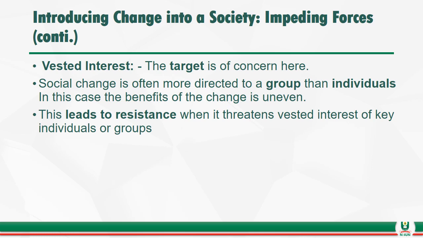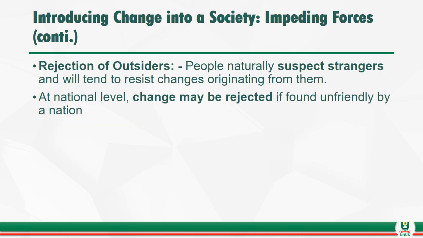Then another impeding factor is the level of resistance. Okay, when there is resistance from the people, from not wanting to accept the change because of the vested interest, it affects the level or the rate at which the people want to take the change. Again, we talk about rejection of outsiders. Rejection of outsiders is also an impeding factor. When we don't want outsiders to come into the society, of course, it will go a very long way in affecting change because these outsiders will not have the opportunity of sharing what they have with the people.